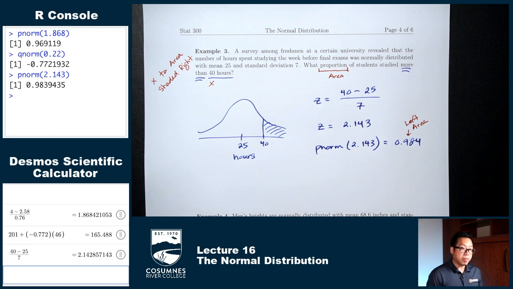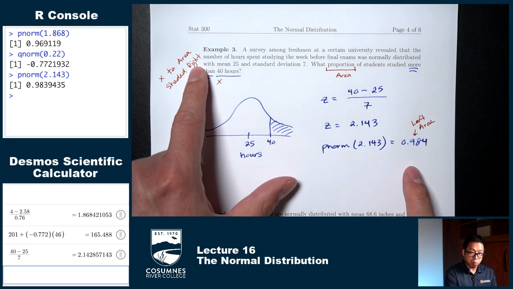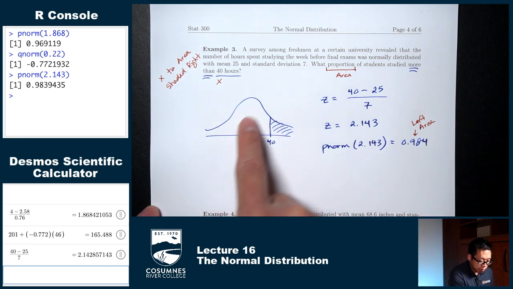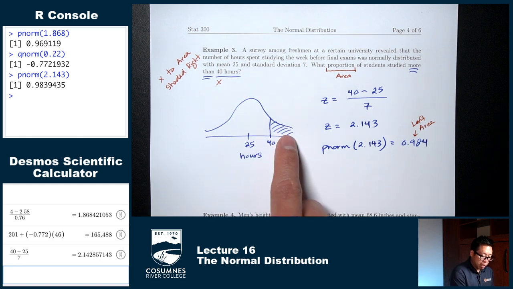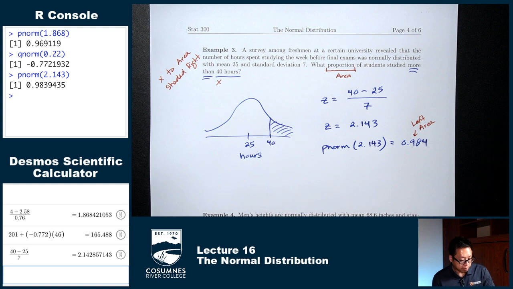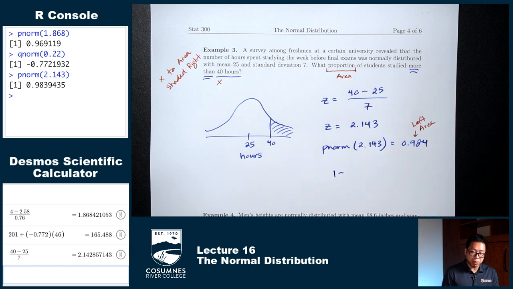Question is, am I looking for a left area? I'm not. I'm looking for a right area. So this is actually not the answer I want, because this is the left area, the white, unshaded part. So how do I get the shaded part? The shaded part is the complement of the white part, so all I need to do is 1 minus that. Another clue is that, based on my picture, that's a small area, but 0.984 is pretty big, like 98.4%. So I know for sure that's not the right answer. So 1 minus 0.984.